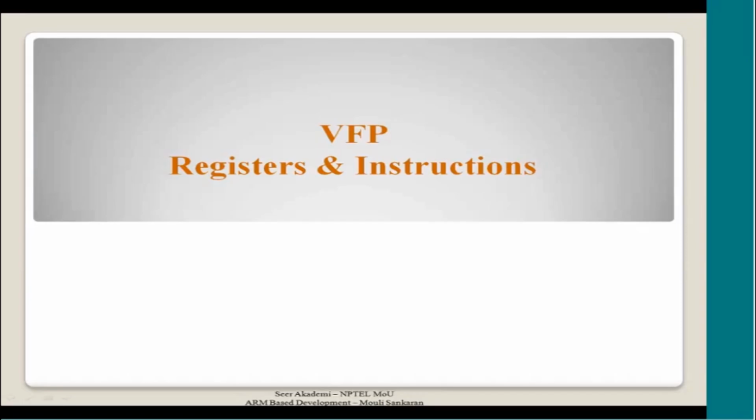Okay, now we have enough good background on why we need a VFP, how it is implemented, how they are connected to ARM, and how they handle some exceptions, which I gave you. But now we will see what is inside of VFP.